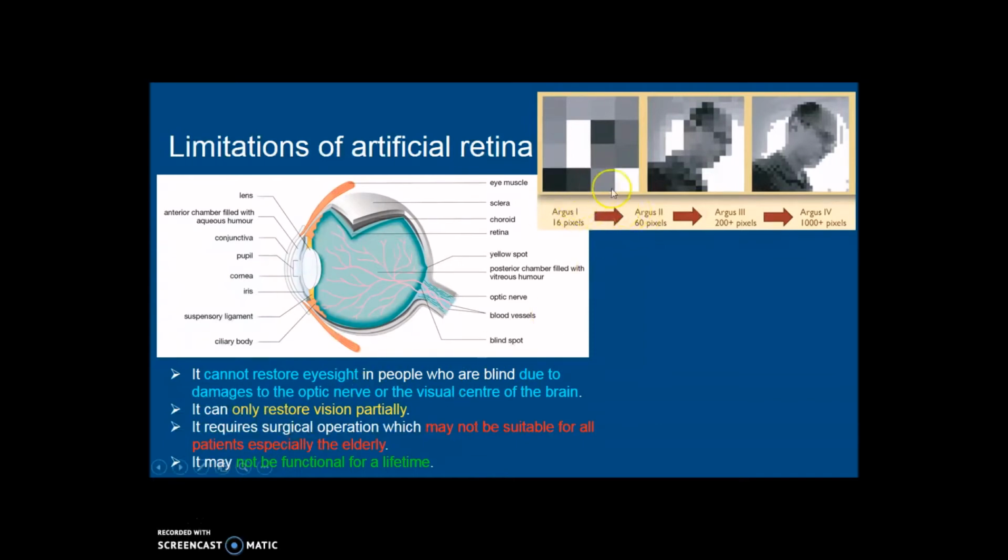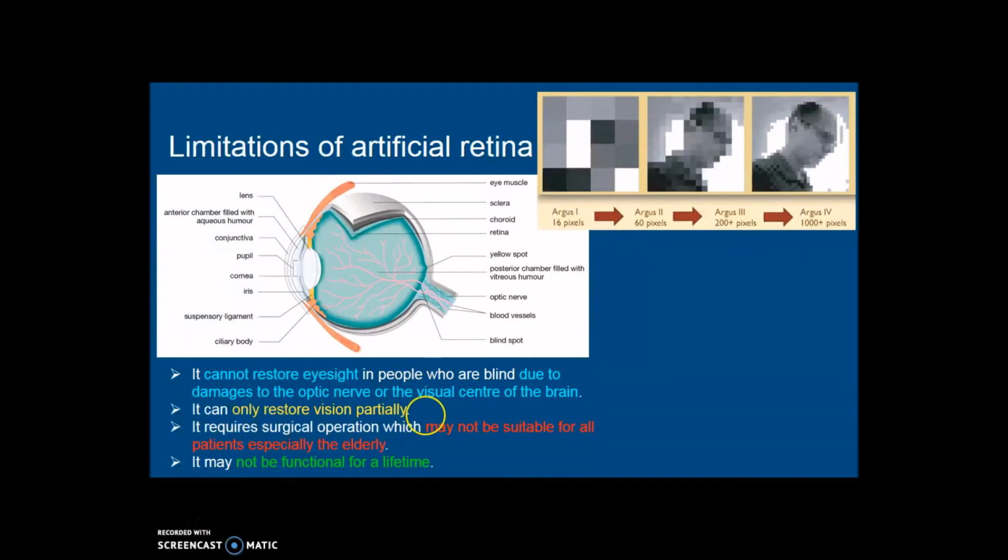And the second case is that you can take a look at the image: what can the patient see by using the artificial retina? You can see the resolution, the pixels, is actually quite low, and the image is not very clear and sharp. So the limitation is that it can only restore vision partially but not fully recover.